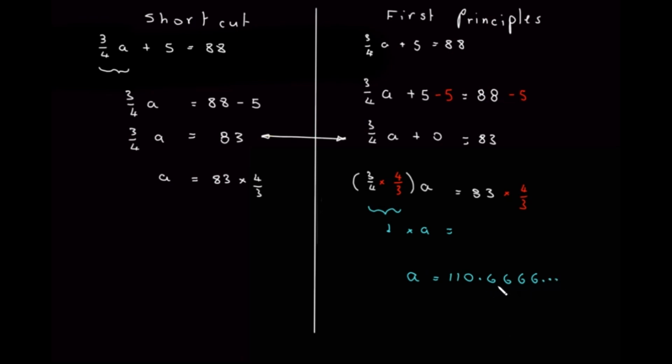The thing about when you have 6's like that, that is the same as 2/3. 3, 3, 3, 3 is 1/3. So 6, 6, 6 is double that, which is 2/3. A is equal to 110 and 2/3. Let's test it, shall we?